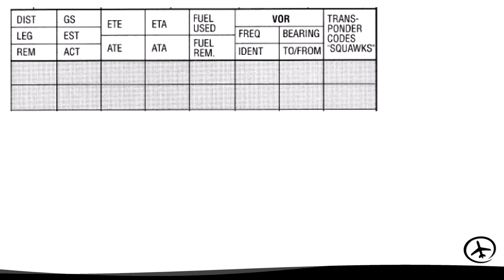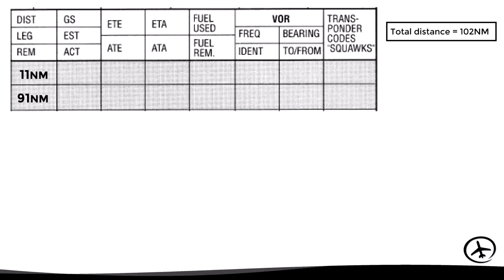Now, having completed these sections, we find the distance section. In this case, we have to include the leg distance in the upper field, and the distance remaining to the destination airport in the lower field. So assuming that the total distance of the route is 102 nautical miles, we include the leg distance of 11 miles, and the remaining distance of 91 miles.